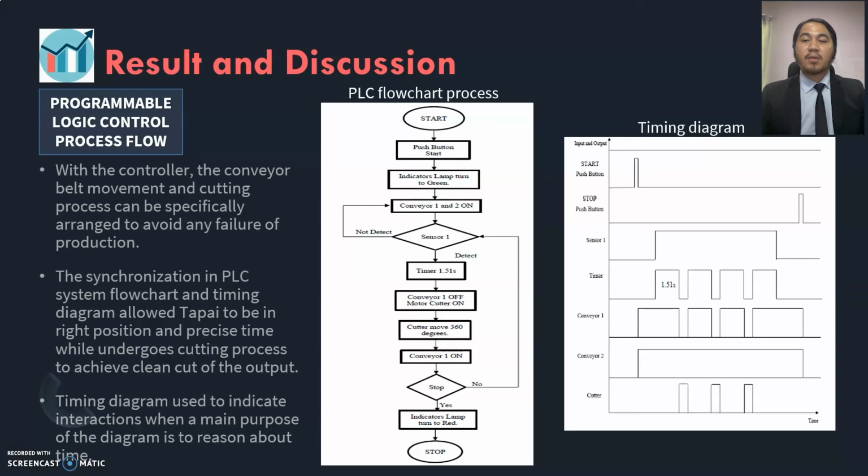The function of the timer is to delay the cutting process to allow the tapai to be cut into 50 grams each unit. The cutter blade rotates 360 degrees to complete one cutting process for 1 unit of tapai. When the blade has rotated 360 degrees, conveyor 1 starts to move again. This process will repeat until the sensor does not detect any appearance of tapai. Lastly, the stop push button is pressed to stop the machine process and stop the production. The indicator lamp will display a red light to show the machine is not operating.